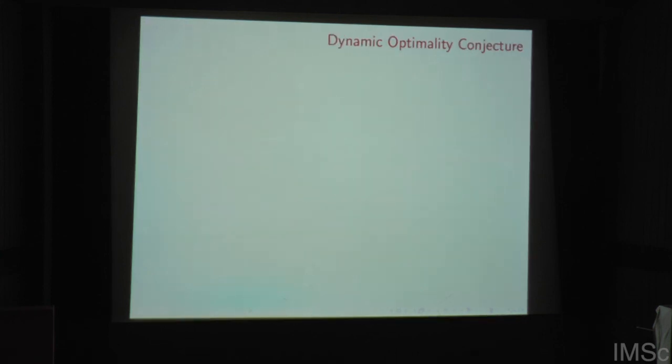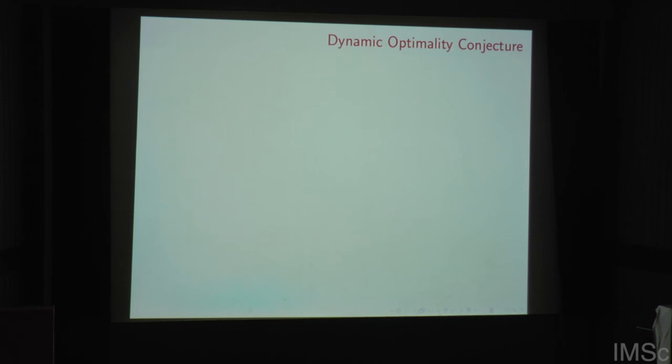Okay, let me end with this dynamic optimality conjecture, which is that, now you consider a binary search tree and allow your algorithm, after performing an access, to do anything it wants. It can do any kind of rotations, but I'm going to charge the number of rotations as the cost of the access.